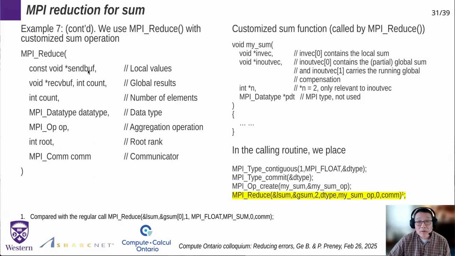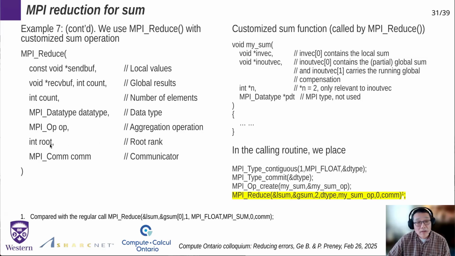It takes the input, which is a local value, and then it returns an output, which is the aggregated result. In our case, the first will be the local sum, and the next will be the global result, the global sum. And the count, in our case, will be just one element. And the data type is float. We're using single precision. And the operation is the aggregation operation, that's a sum, MPI sum.